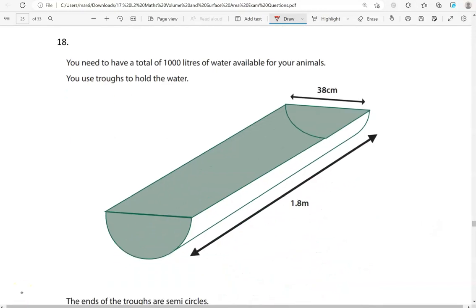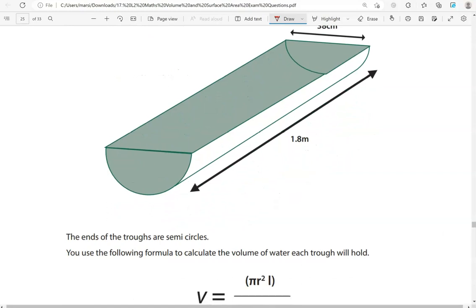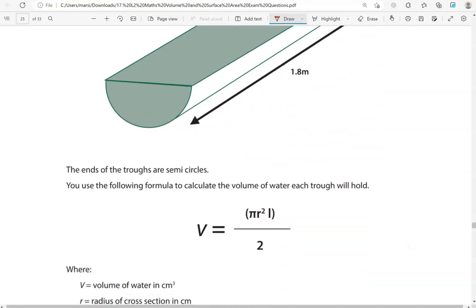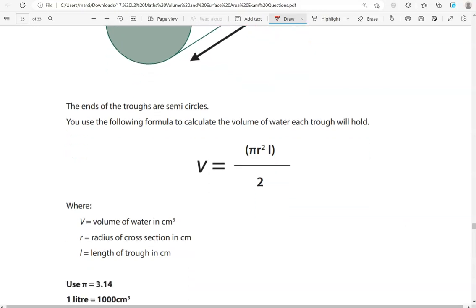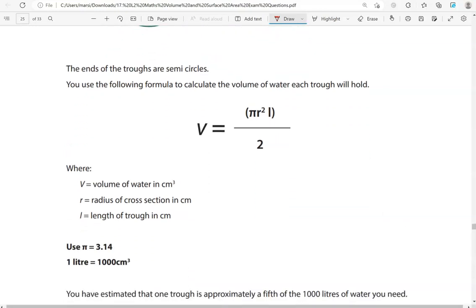You need to have a total of 1000 liters of water available for your animals. You use troughs to hold the water. The ends of the troughs are semicircles. You use the following formula to calculate the volume of water each trough will hold. V is equal to pi r squared times L, all divided by 2, where V is volume of water in cubic centimeters, R is radius of cross-section in centimeters, L is length of trough in centimeters. Use pi equals 3.14, 1 liter is equal to 1000 cubic centimeters.